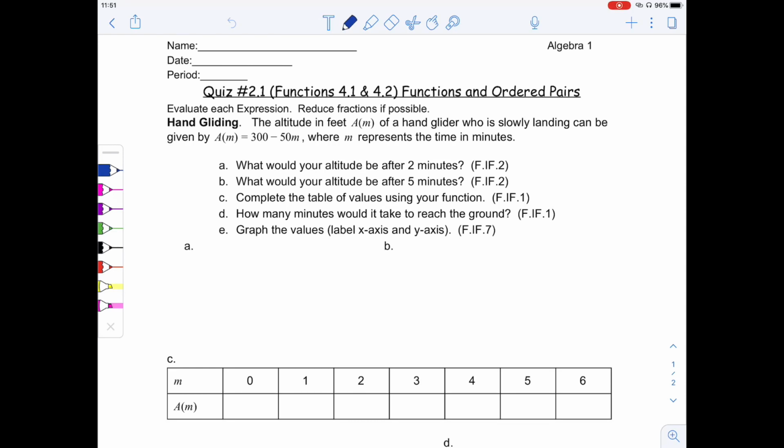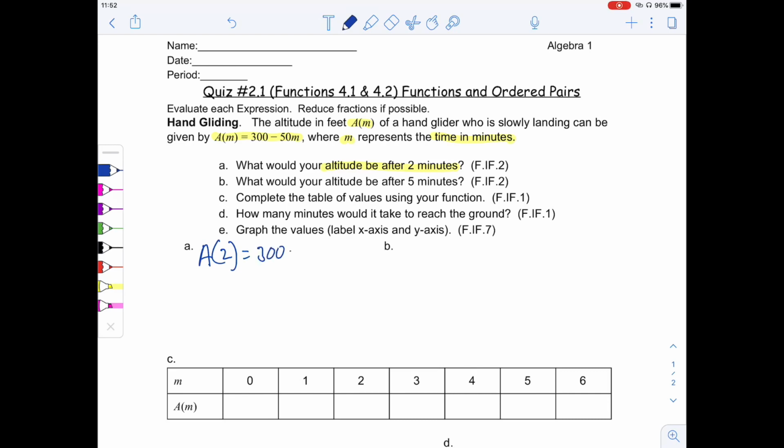We have a problem, hang gliding, altitude. A of m of a hang glider who is slowly landing can be given by A of m equals 300 minus 50m, and m represents the time in minutes. So part A says, what is your altitude after 2 minutes? So for part A, you want to find A of 2. And we're going to substitute that in our equation.